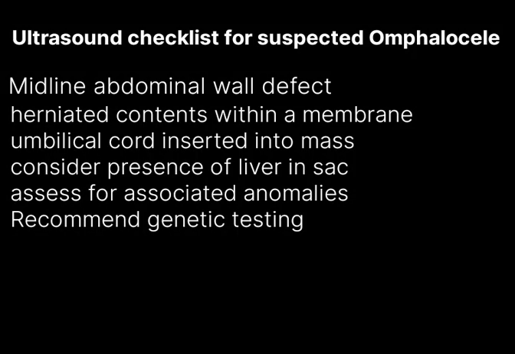So here's the ultrasound checklist for suspected omphalocele: midline abdominal wall defect, herniated contents within a membrane, umbilical cord inserted into the mass. Consider the presence of liver in the sac, assess for associated anomalies, and recommend genetic testing. And don't forget, first trimester physiological herniation resolves by 12 weeks. After that, any herniation is considered abnormal. So next time you see an anterior abdominal wall defect, use these pointers to make a confident call.